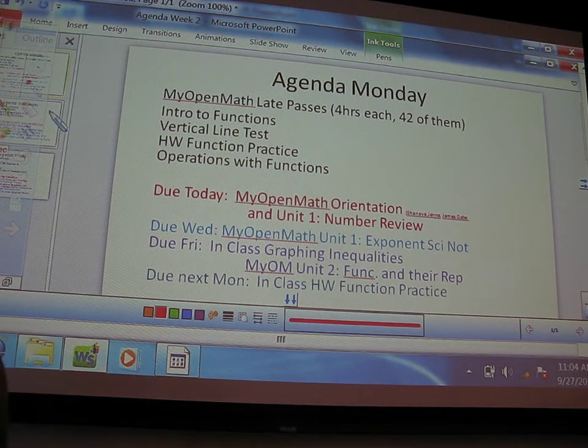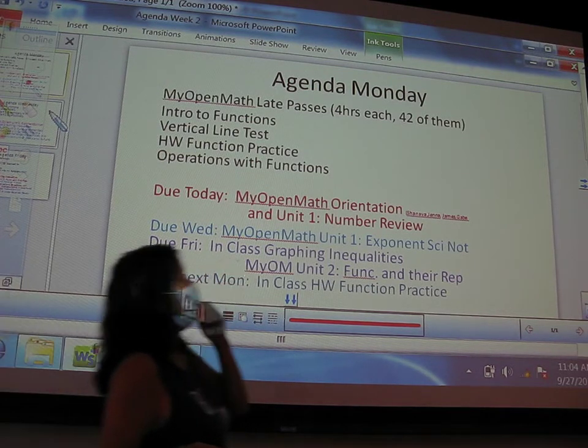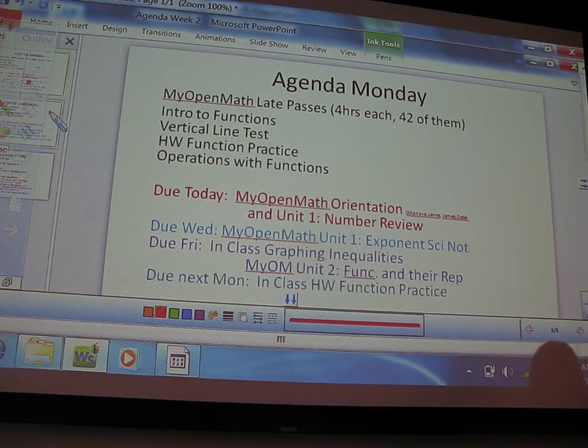They also have these things called late passes. So there's no late homework accepted, except, things come up in life, right? So you get 42 passes, which are each worth 4 hours. So say you need an extra 2 days on something at some point, you can use 12 of those passes and get 2 days. Does that kind of make sense? Or say I just need a couple more hours on this. You can use one of the passes and get an extra 4 hours.